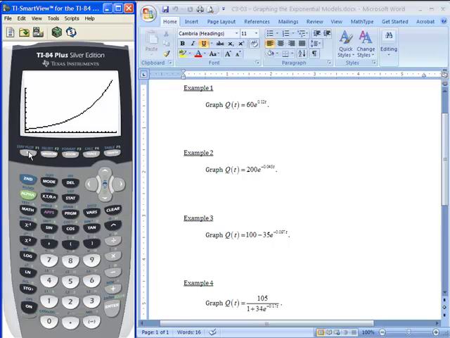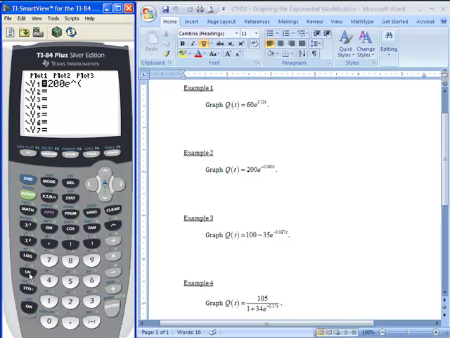Let's go into the y equals menu. Let's clear out example 1, and we'll type in example 2. So again, q of t is the same thing as y. So it's going to be equal to 200. And to get e to a power, again, we press second and the ln key, since we see e to the x above the ln key in the same color as the second key.